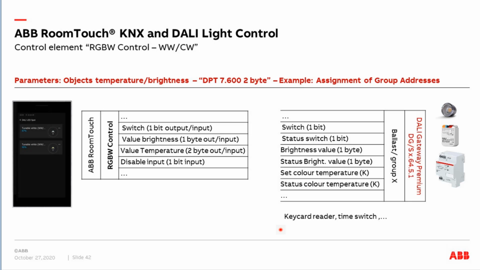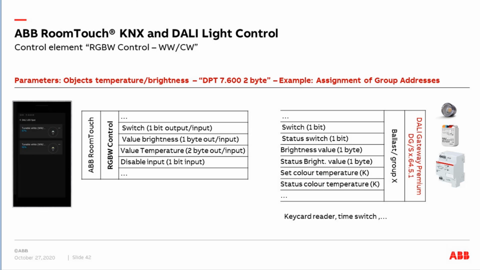Good, then let's come to the example of how we assign the group addresses between this control element, warm white, cold white, and our DALI gateway. Here on the left side, we get the object for switching on and off. We get the object for value brightness, a 1 byte, 0 to 100%. And we get a value for the temperature, our 2 byte value. And at our DALI gateway, we have, for example, switching, brightness value, the status for brightness values, our color temperature, and the status of the color temperature.